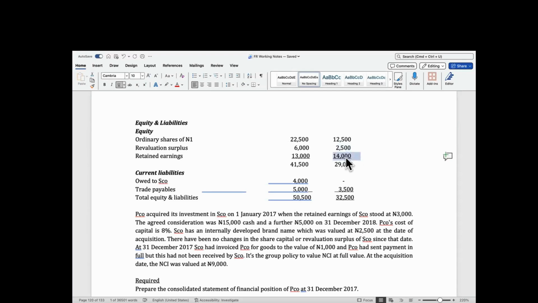They didn't mention this because this has changed. At the date of acquisition, it was 3,000. Now it has grown to 14. It has grown by 11. So that 11 is post.